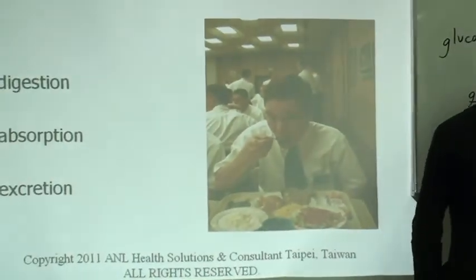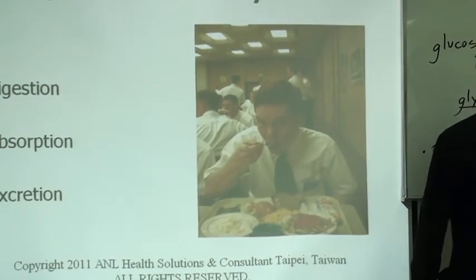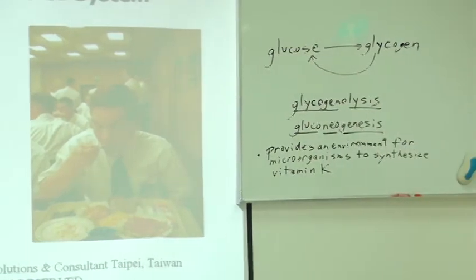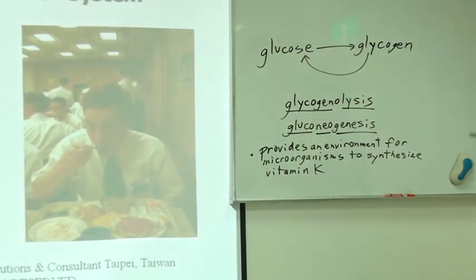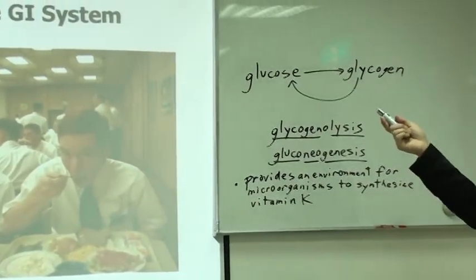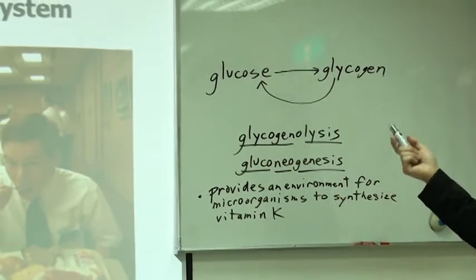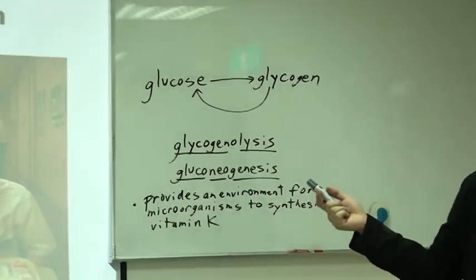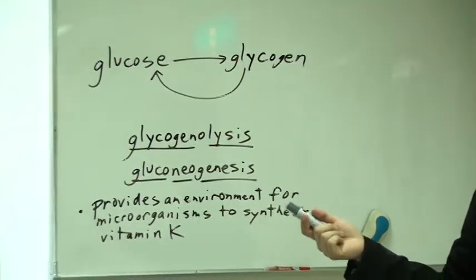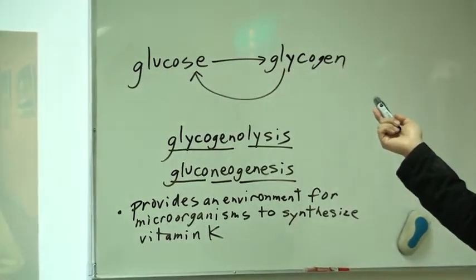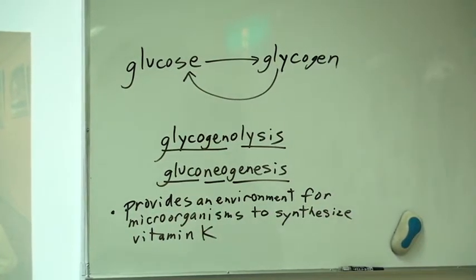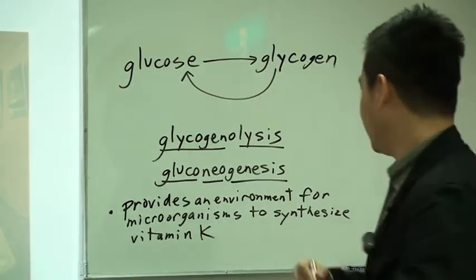Sorry, this is not glucagon. This is glycogen. For example, you eat carbohydrates. The body will break it down into the smallest substance, which we call glucose. If you eat too much carbohydrate and you don't exercise, what will happen to the carbohydrate that you eat? Glucose will be converted into glycogen. It will be stored.